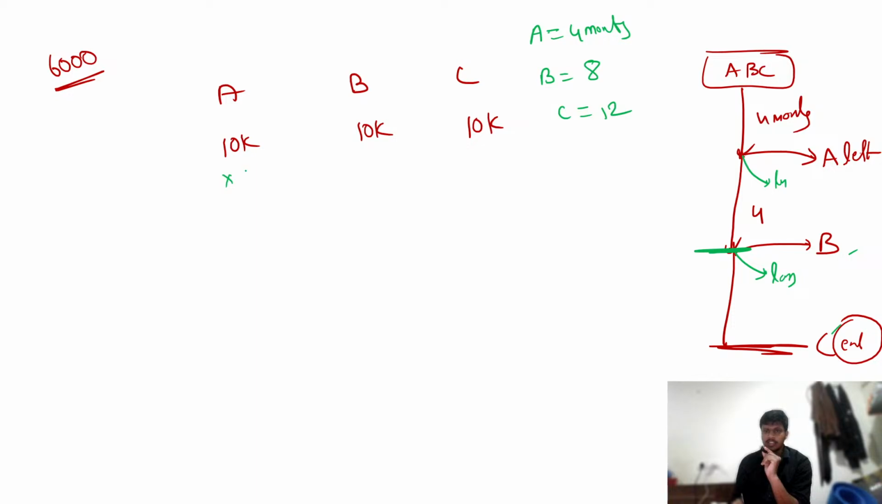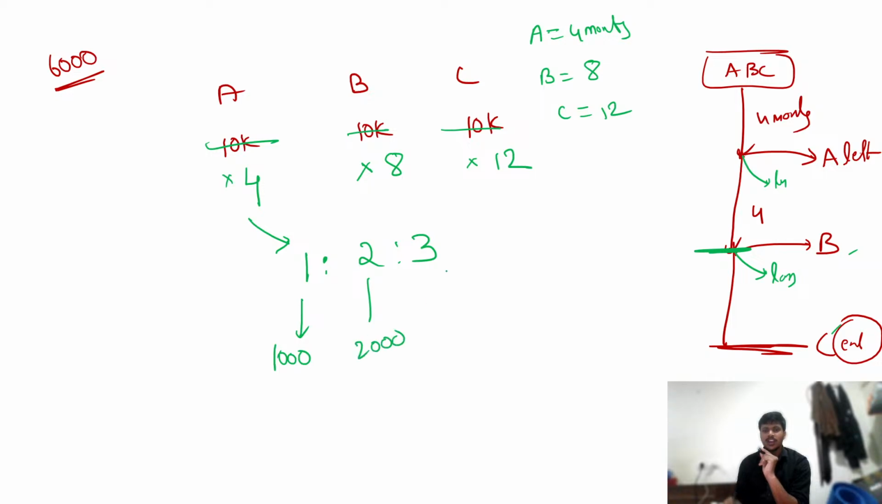So this 10k is there in the business for 4 months. This 10k is there in the business for 8 months. This 10k is there in the business for 12 months. So whenever you are having same investments, you have to divide the profit according to their time period ratio. Like 1/4, 2/4 and 3/4. So you have to give again 1000 rupees to A, 2000 rupees to B, and 3000 rupees to C. Because we are adding 1 plus 2 plus 3. 6 parts value equal to 6,000, then 1 part value will be equal to 1,000. So you have to give 1 part to A and 2 parts to B and 3 parts to C.